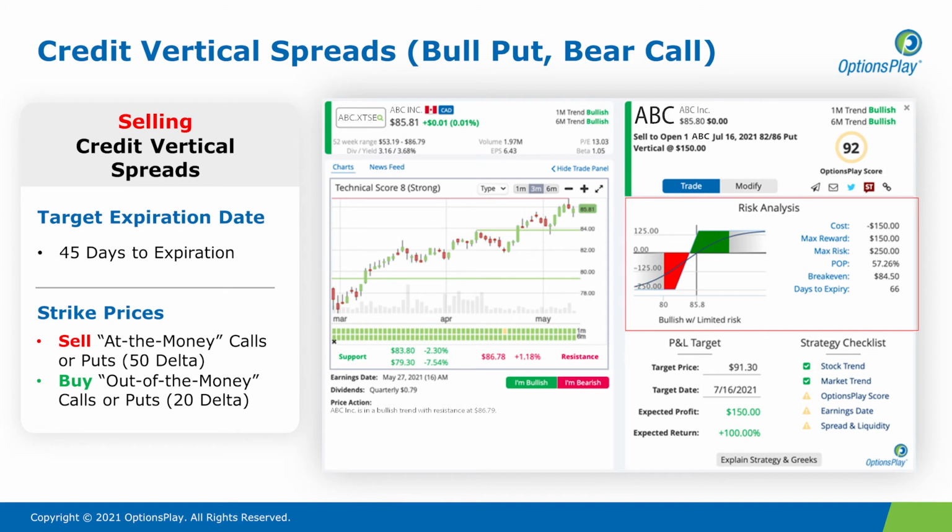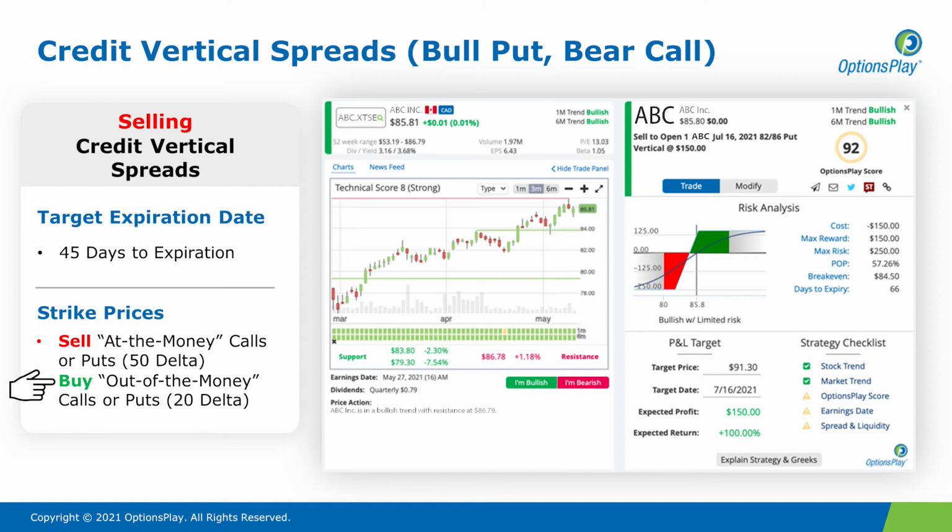So a credit vertical spread, because the primary leg is we're selling the call or a put, that's really where we want to focus on shorter dated options. That's why we use a 45-day expiration date as a starting point for credit vertical spreads. And then what we're doing is, because we have to buy an out of the money call or a put against that short at the money call or put to define our risk, we usually go out about 20 to 25 deltas to buy a call or a put, and that defines our risk.